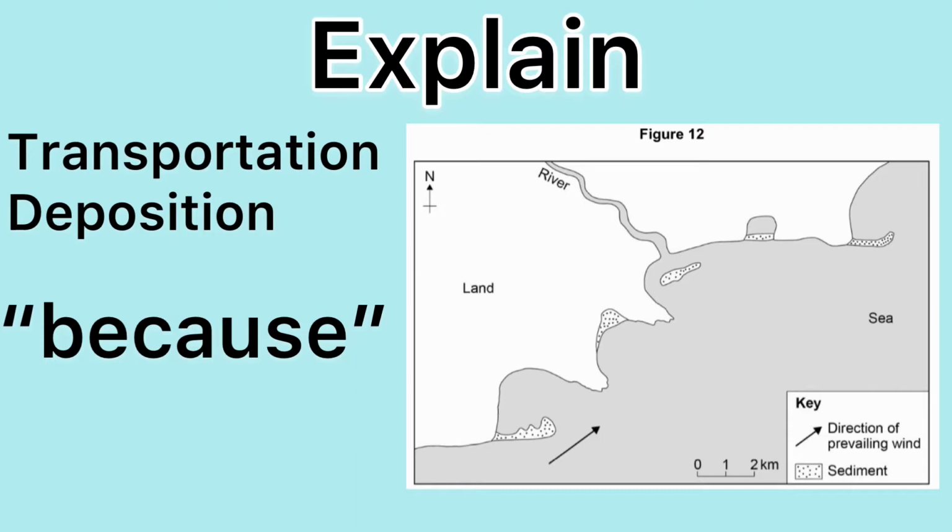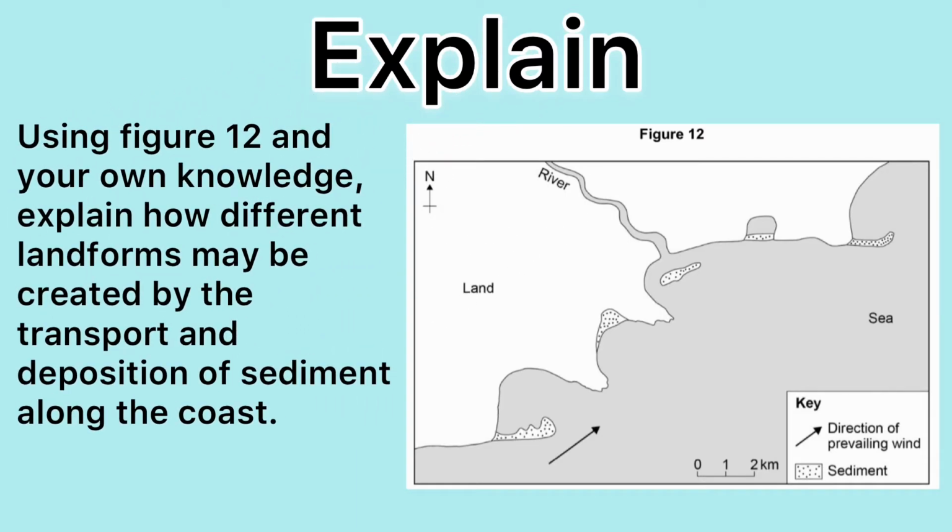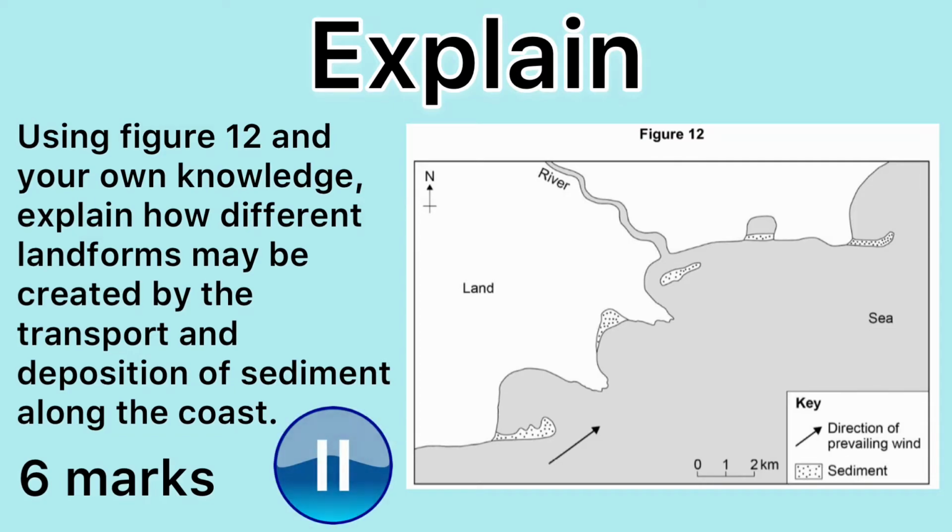So, why not have a go at this question? In the exam, it would be worth 6 marks, and you'll be given 12 lines. Look again at the diagram. Then think which landforms are created through transportation and deposition. From there, explain how they are formed through these processes. Pause the video, and when you're ready, press play again so we can go through the mark scheme. Give yourself 6 minutes.